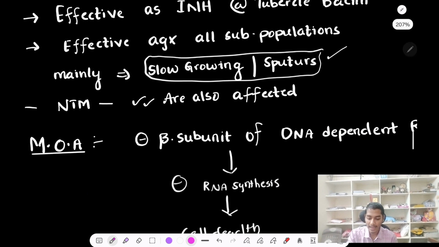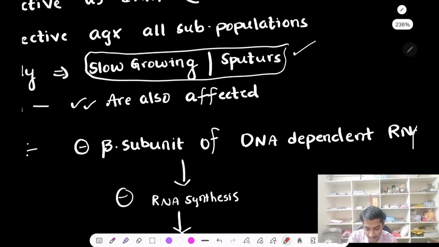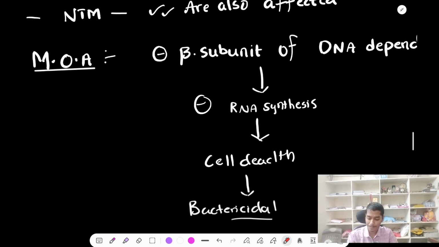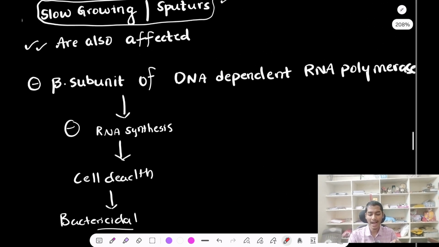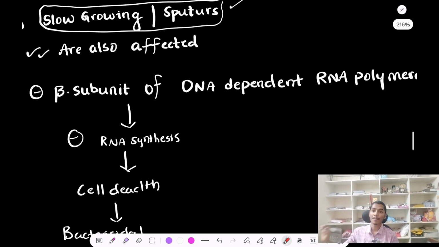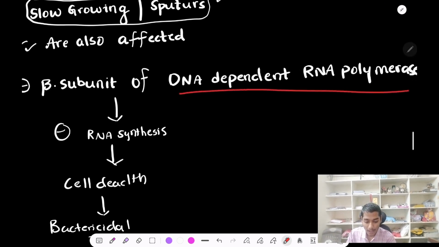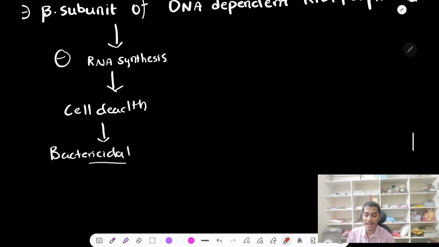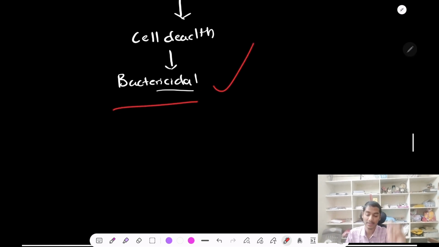Very important. Then it is mainly useful for slow growing bacteria or intermittently dividing bacteria, and it is also effective for non-tuberculous mycobacteria. What is the mechanism of action? As I discussed previously, the single line you need to remember is that it inhibits the beta subunit of DNA dependent RNA polymerase. As a result, there will be inhibition of RNA synthesis, there will be cell death, and you will see a bactericidal effect.